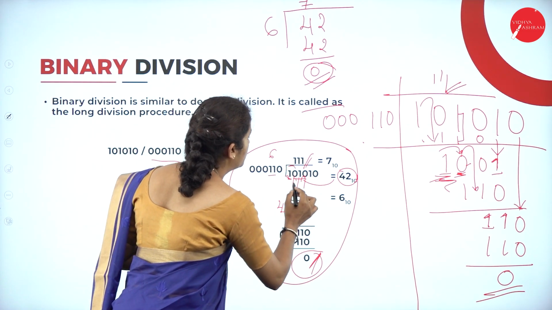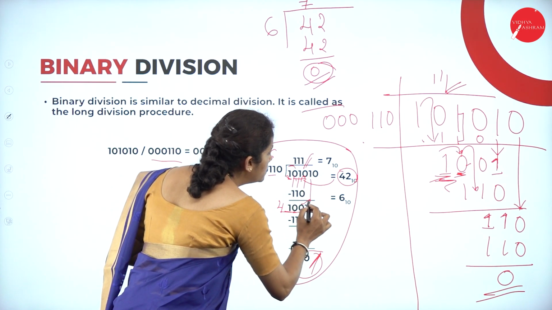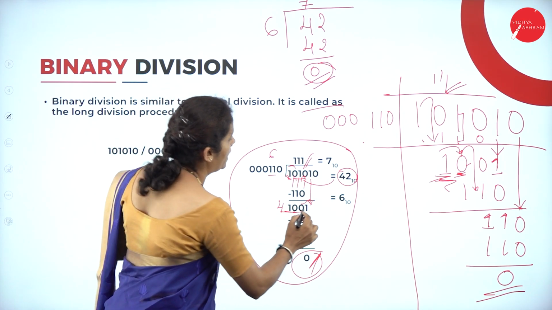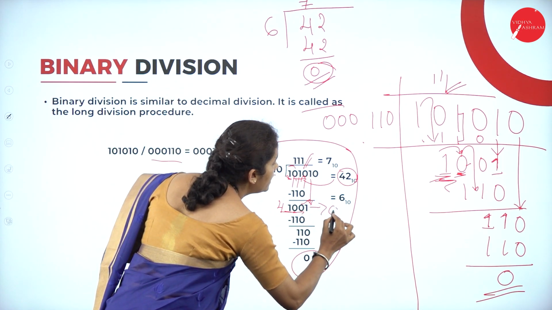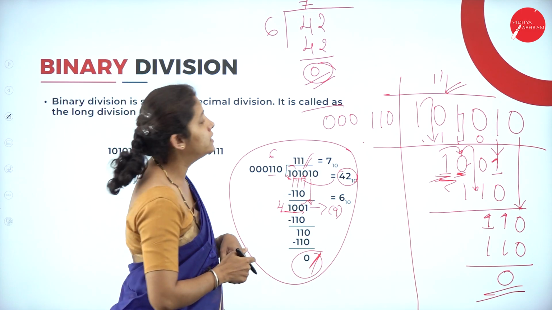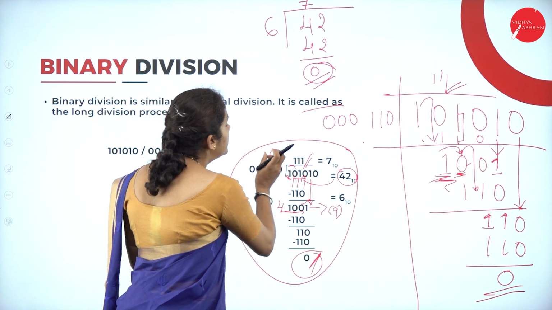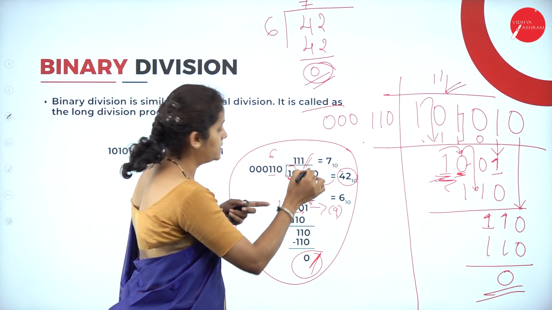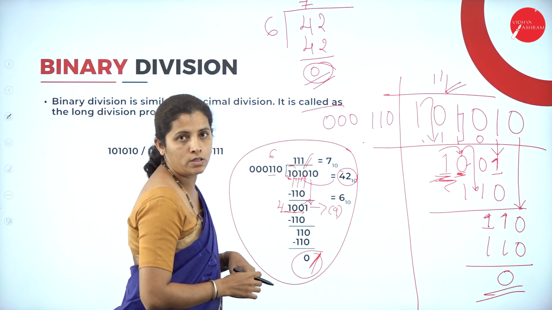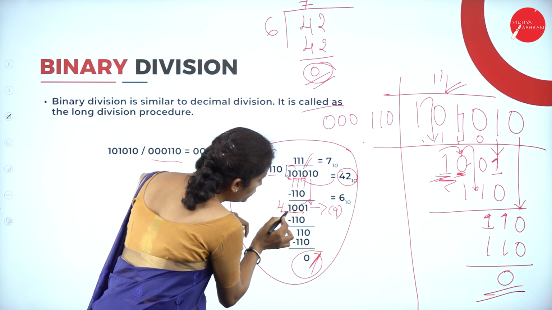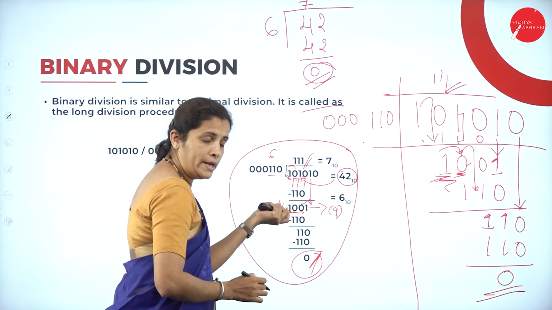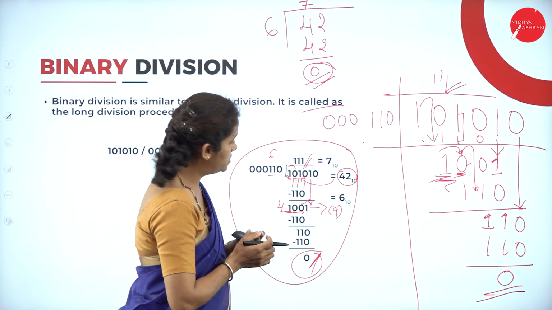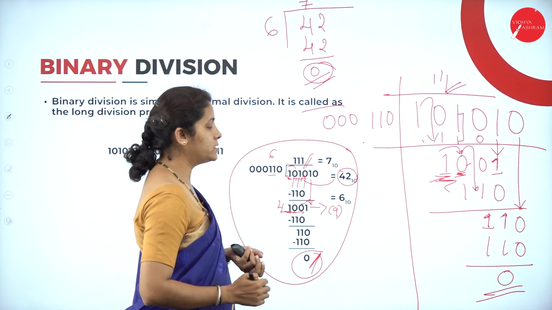So what will I do? I'm going to take 1 here. Now I have the value 9. In ones, that means 110's ones, I'm going to get 110. So I'm going to leave this bit, and after that I'm going to place 110. Now I'm going to subtract.